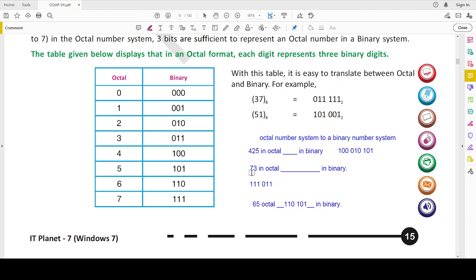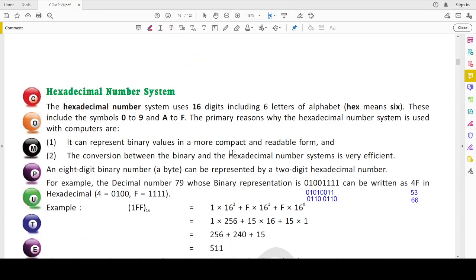If someone gives you 7, 3 in octal, what is the binary? It is 111, 011. Like 6, 5 in octal: 6 is 110, 5 is 101. So in this way you do the conversion. If you memorize the table, you do the conversion easily.